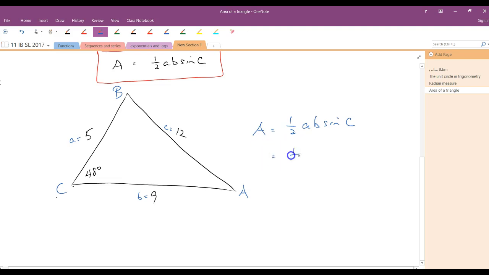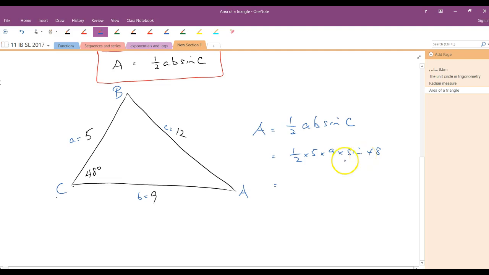We don't need little c. But look at this. A half. A is 5. B is 9. And C is 48, sine 48. So a half times 5 by 9 by sine 48.